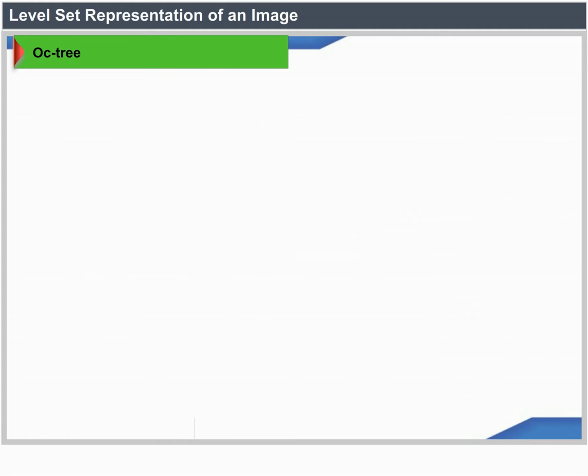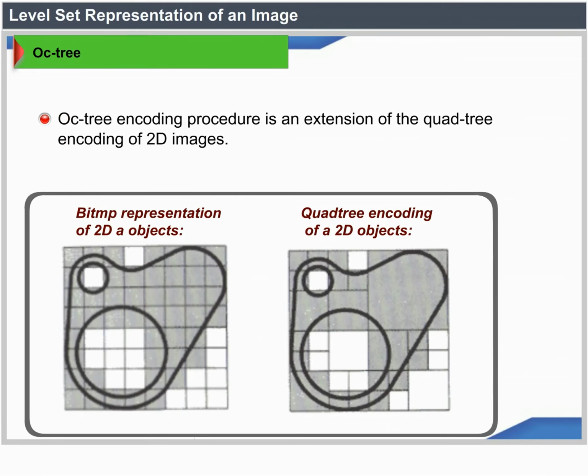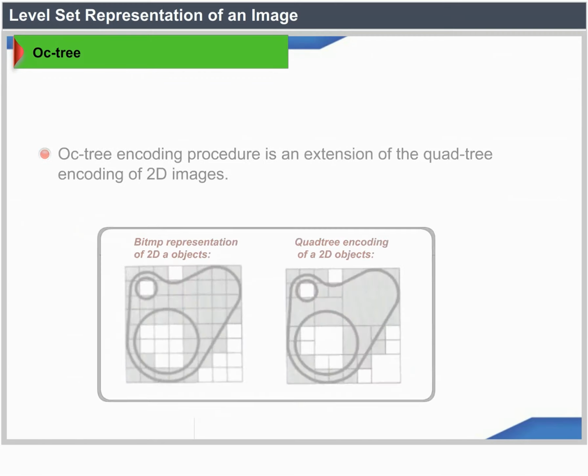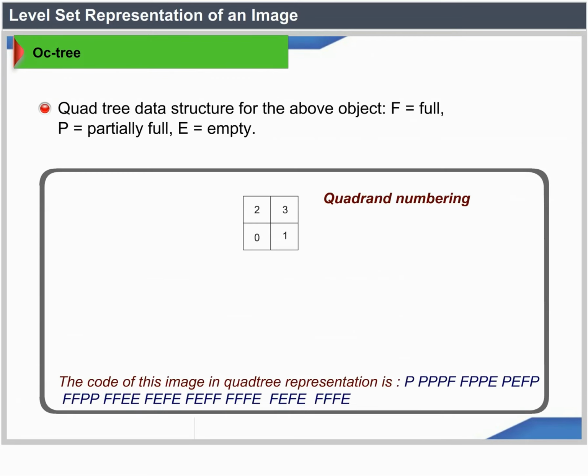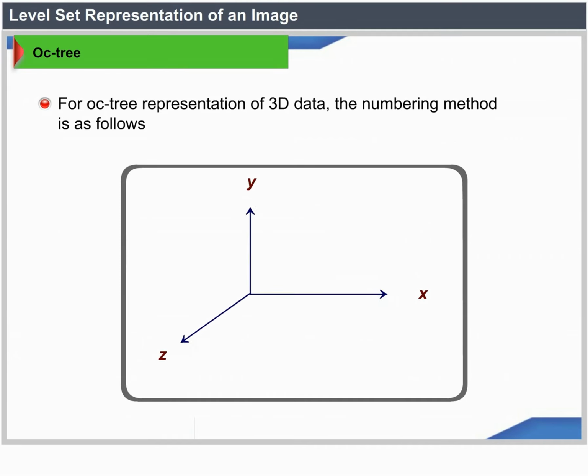Extension of quadtree encoding of 2D images. Octree encoding procedure is an extension of the quadtree encoding of 2D images. The figures show the bitmap representation of a 2D object and a quadtree encoding of a 2D object. Quadtree data structure for the above object. F equals full, P stands for partially full, and E stands for empty. The code of this image in quadtree representation will be: for octree representation of 3D data, the numbering method is as follows.